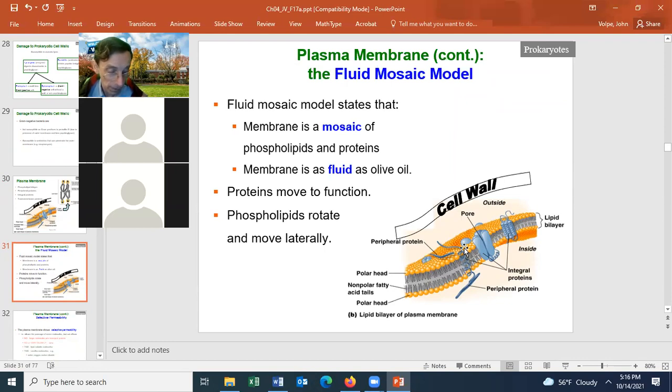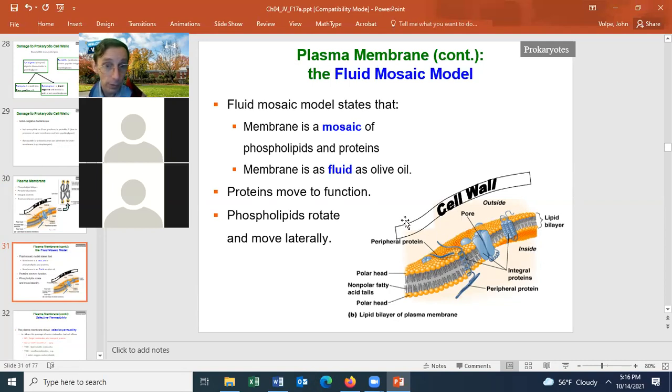And those of you who took A and P, you'll remember when they were talking about the signal proteins, when a ligand binds to a protein, the proteins tend to move together, come together in the cell membrane. And then that region of the cell membrane will be brought into the cell, bringing in the signal which bound to the receptors. Any question about that?